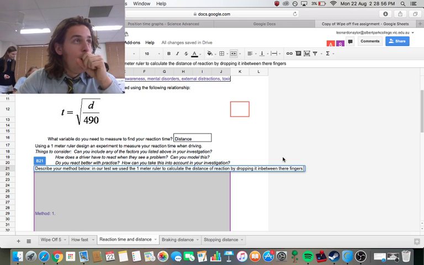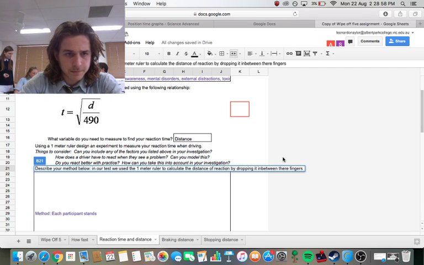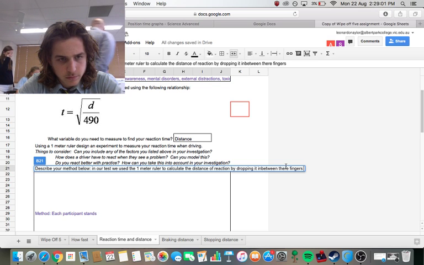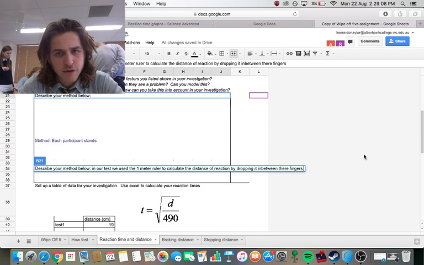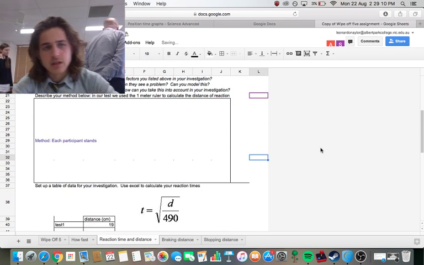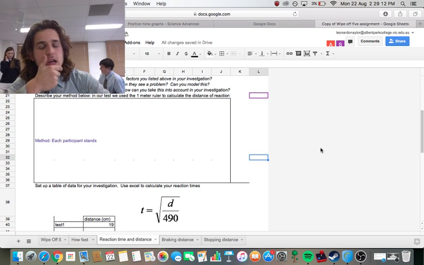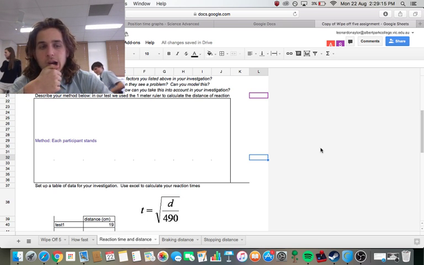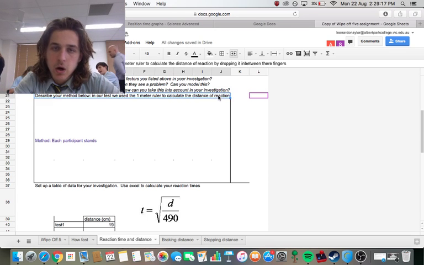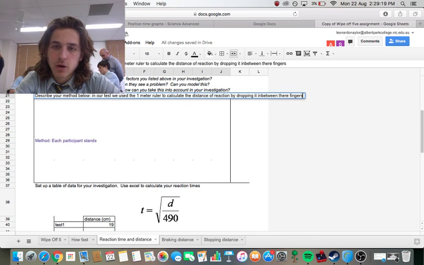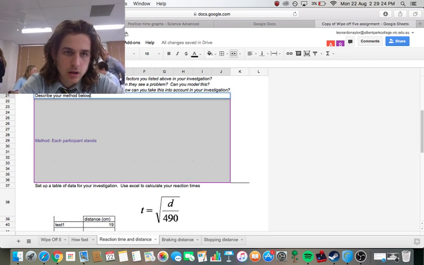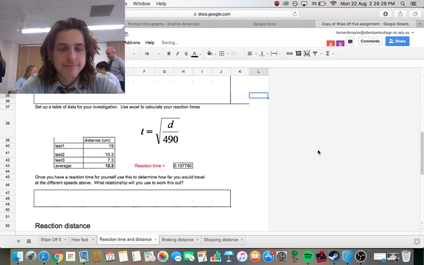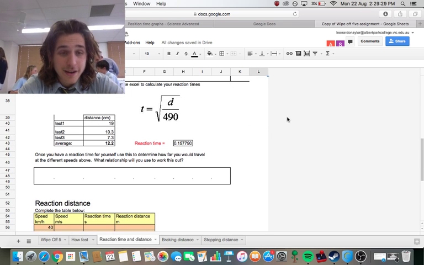Do you know how to put the formula in? Wait, why are you doing the method down there? What is going on? Wait, hold on, this is yours. You wrote that. Oh, it says describe your method below. Do you guys have all the data though? Yeah. Look down.